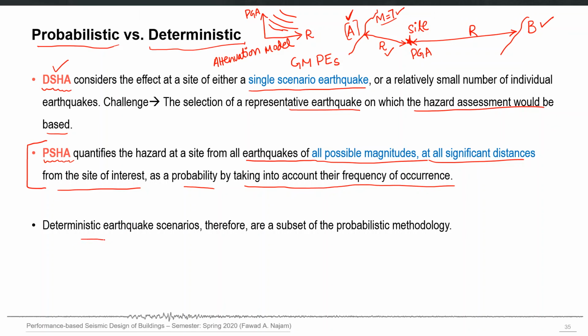So the deterministic earthquake scenario which we use for DSHA just becomes one subset of the probabilistic methodology. It's not that we just directly add all the hazard coming from all the sources; we convert them into probabilities or rates of occurrences, and then we combine the rates of occurrences. So finally we describe the seismic hazard in terms of a probabilistic definition, as I have said, for example 10% probability of exceedance in 50 years.